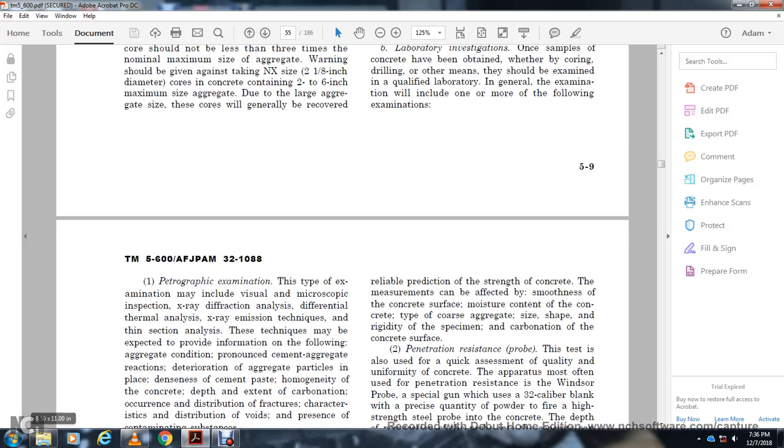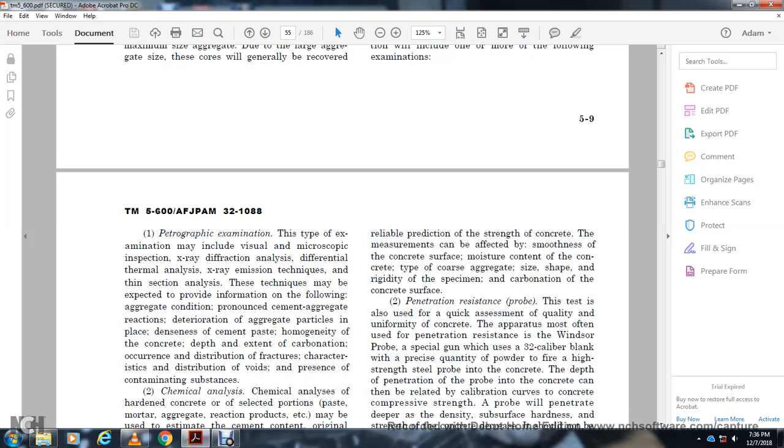These techniques may be expected to provide information on the following: aggregate condition, pronounced with the cement; some of the cement-aggregate reaction; deterioration of the aggregate particles; the density of the cement paste; the homogeneity of the concrete; the depth and extent of carbonation; the distribution of fractures; the distribution of voids; and the prevalence of contaminating substances.